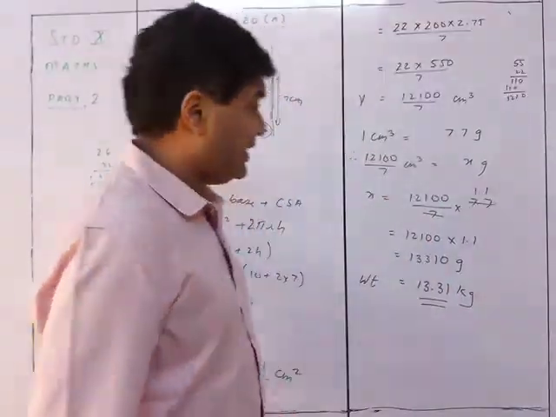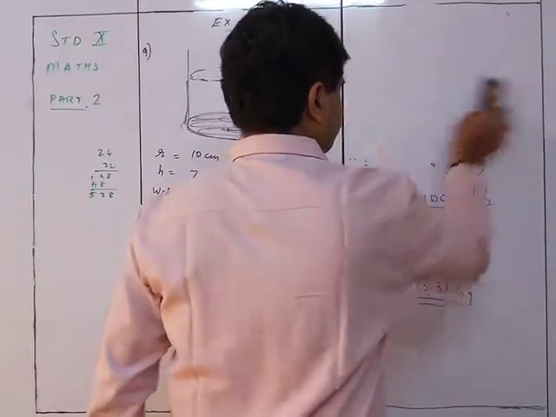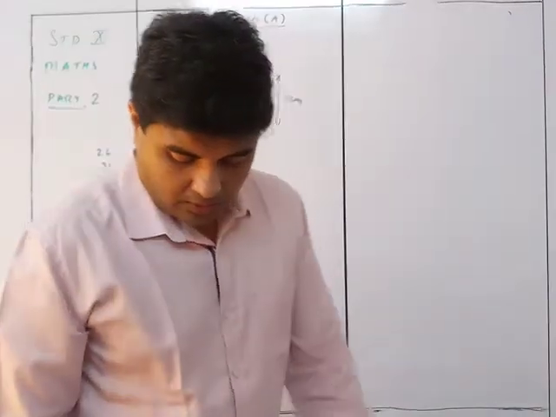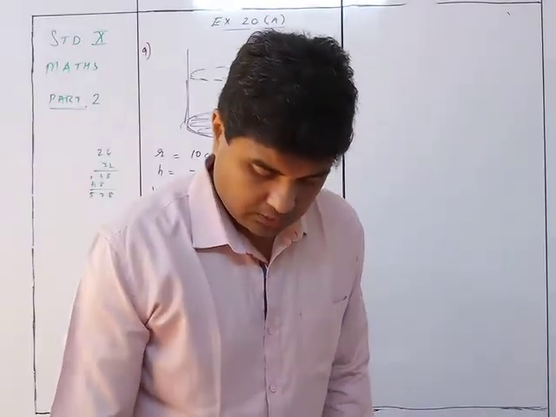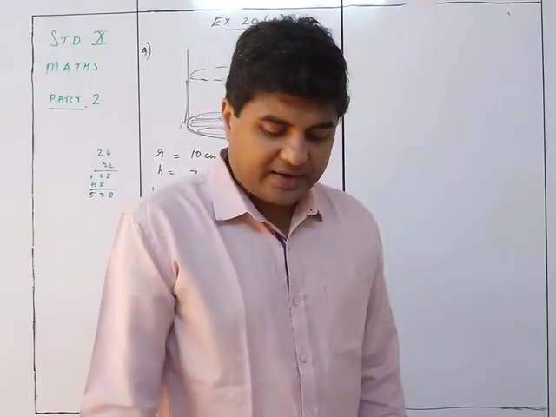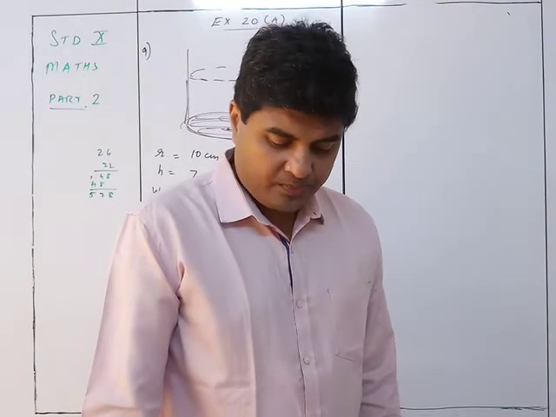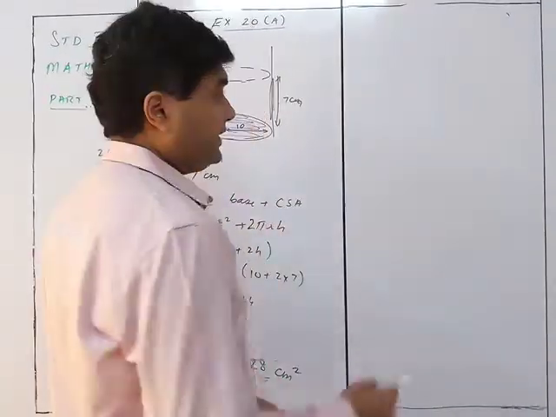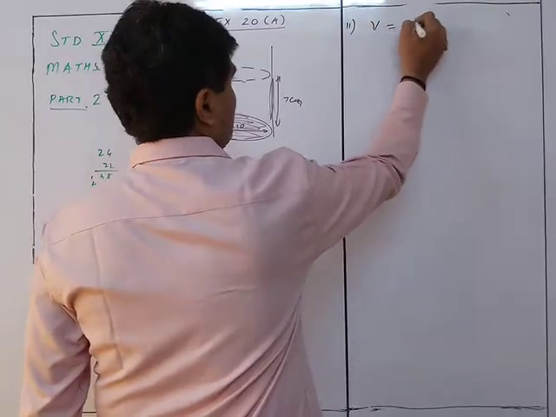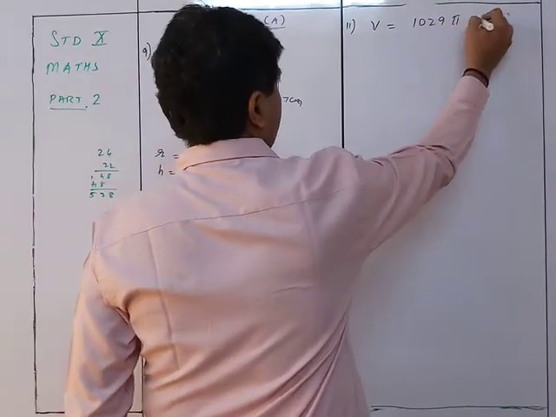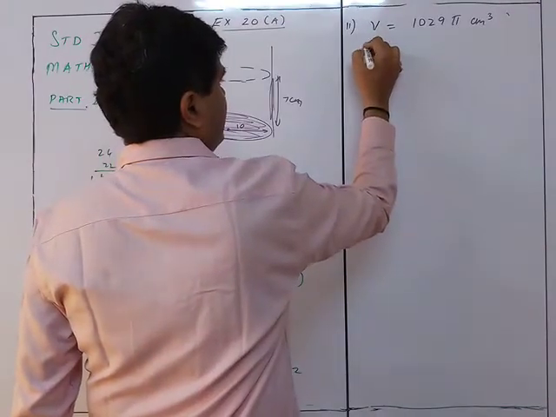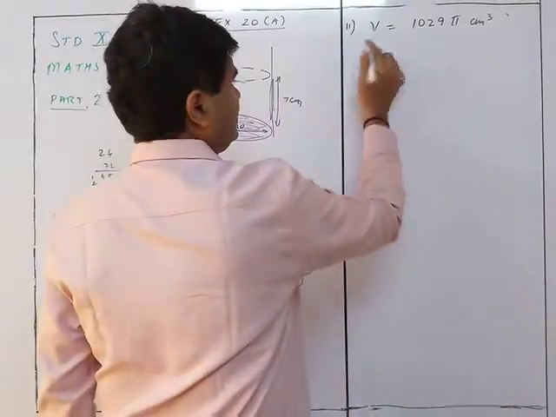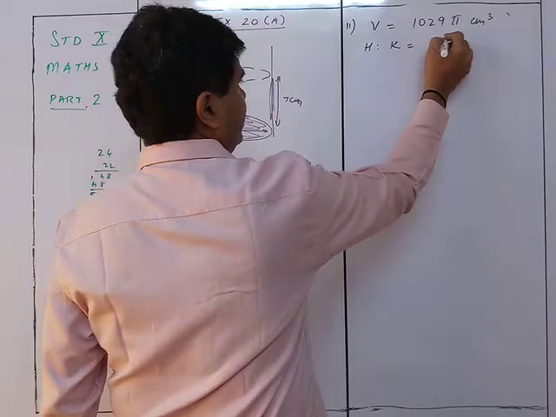We now move on to sum number 11. Sum number 11 is the height and the radius of a base of a cylinder are in the ratio 3:1. If the volume is 1029 pi, find the total surface area. So we are given over here that volume is equal to 1029 pi centimeter cube. They are given the height and the radius. h is to r is equal to 3:1.